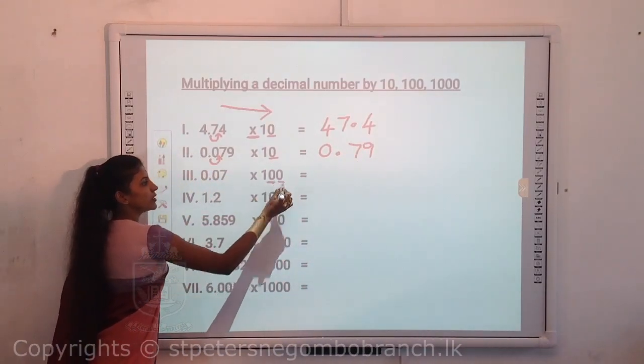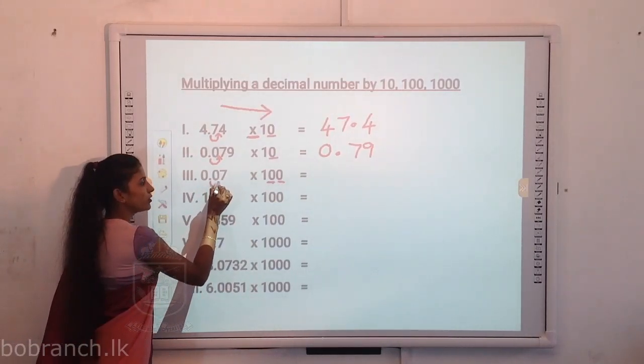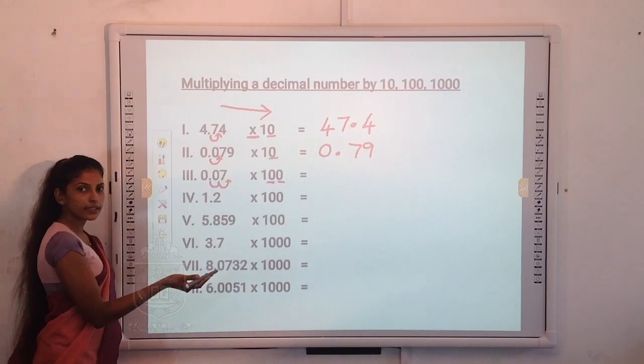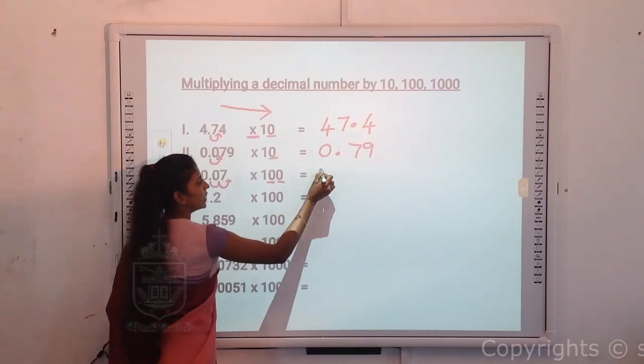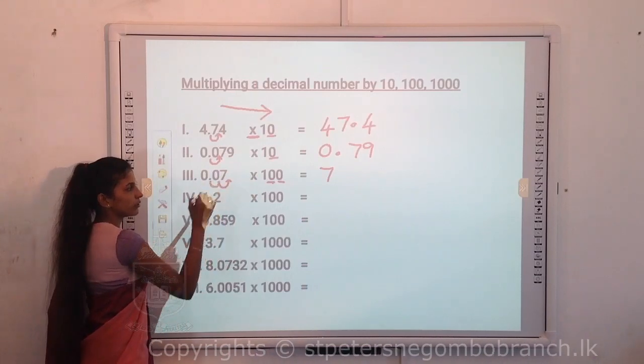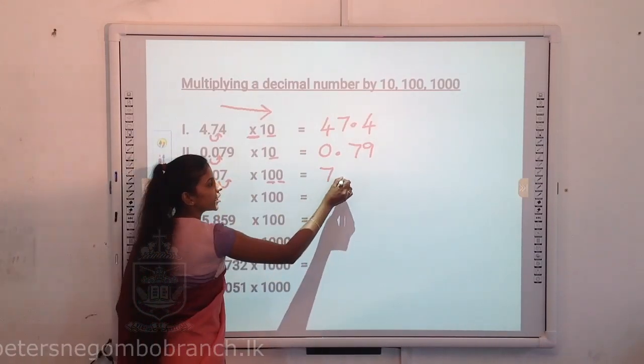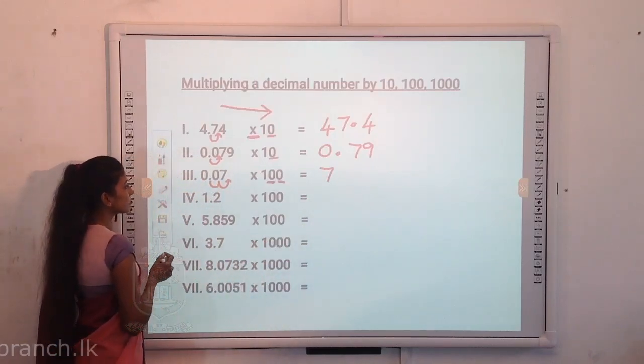Now here you have 2 zeros. Therefore you have to take 2 moves. So let's move. 1, 2. So no numbers at the end. So what's the final answer? 7 is the final answer. No numbers, so you have to stop. The point remains here. So no need to represent the point like this at the end.